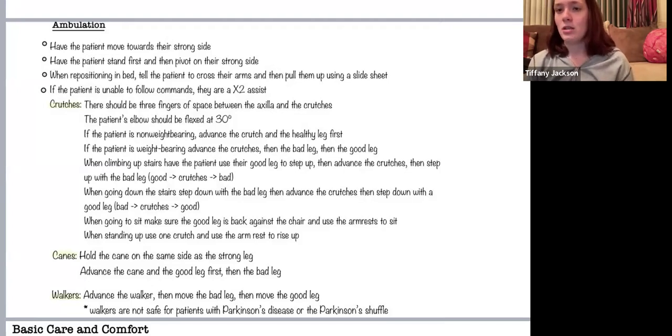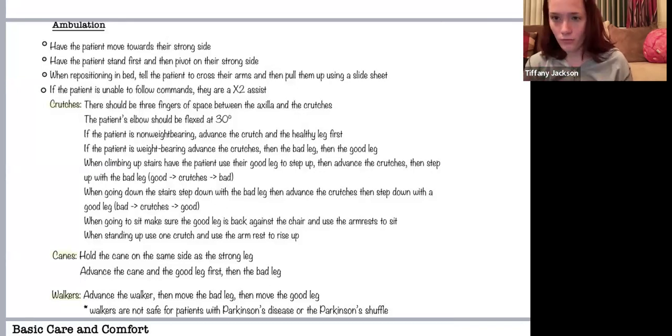If your patient is non-weight bearing, we want to advance the crutch and the healthy leg first, and then the bad leg is going to follow. However, if they are able to bear weight on the extremity, we advance the crutches, then the bad leg, then the good leg.